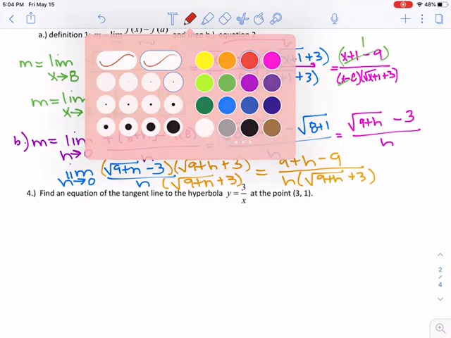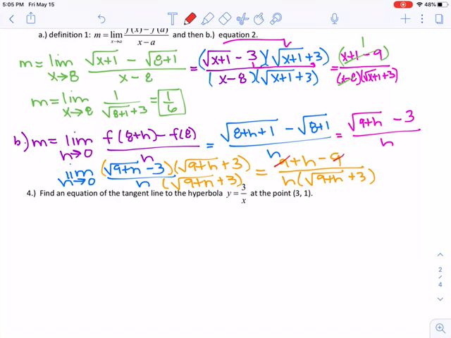So in the numerator, those 9's cancel. I'm left with h over h times my quantities, so the h's cancel. And if I have 1 over the square root of 9 plus h plus 3, and I plug a 0 in for my h, I'm going to have 1 over the square root of 9, which is 3, so 3 plus 3 is 1/6. So we get the same exact answer using either formula.